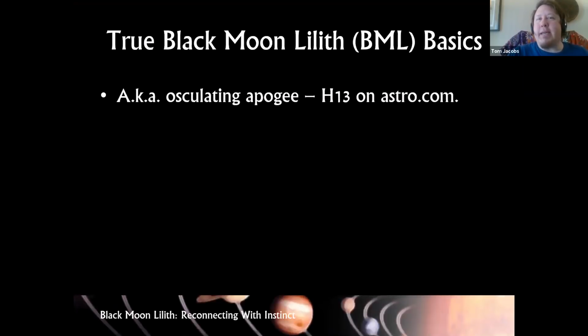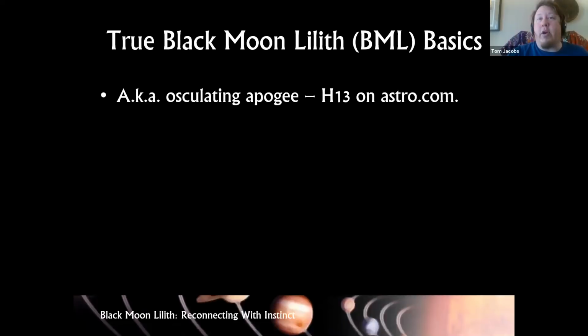First, some basic ideas about the true Black Moon Lilith, which will be abbreviated BML. Its technical term is the osculating apogee. On astro.com, in the additional bodies text box on the extended chart selection, you put H13. If you use what is listed in the text box on the left with Chiron, Centaurs, asteroid goddesses, you're getting the mean position, which I don't recommend that you use.